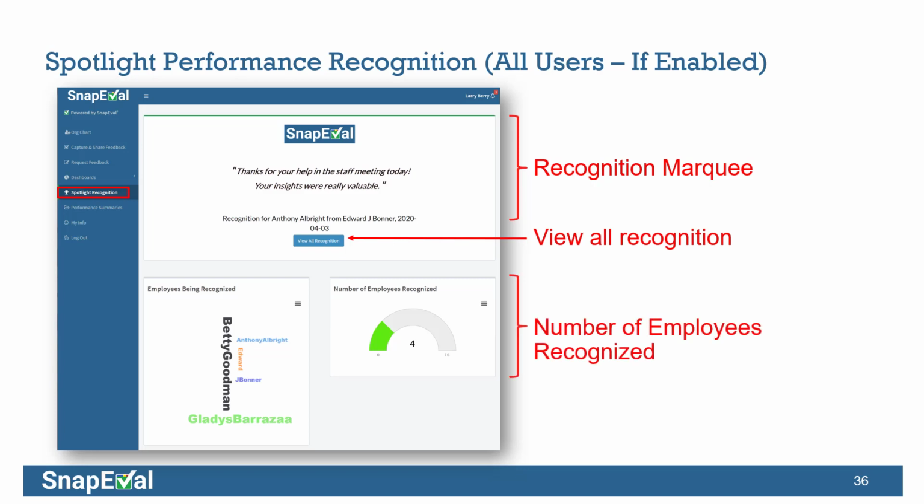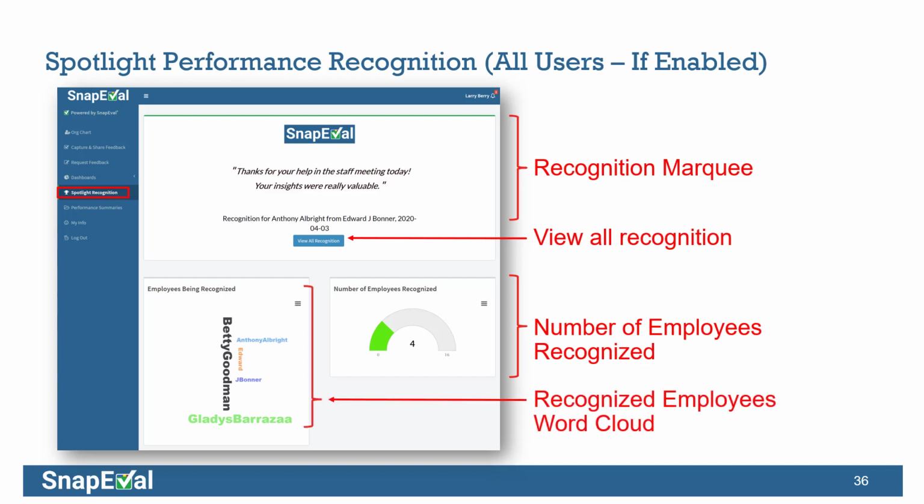This will show you in this little indicator here how many people overall have received recognition for performance excellence out of your total population of employees in SnapEval. And there's a word cloud that also shows you on a relative basis who has received more or less snaps for performance that were recognized for performance excellence.